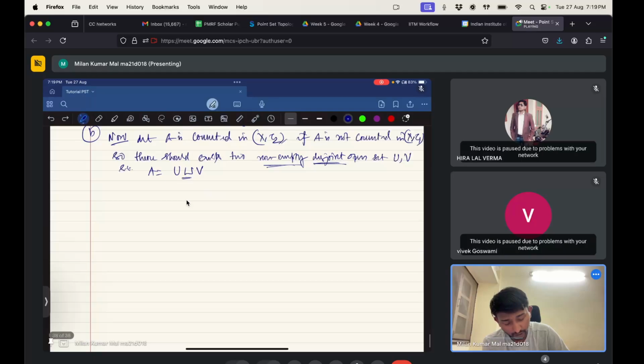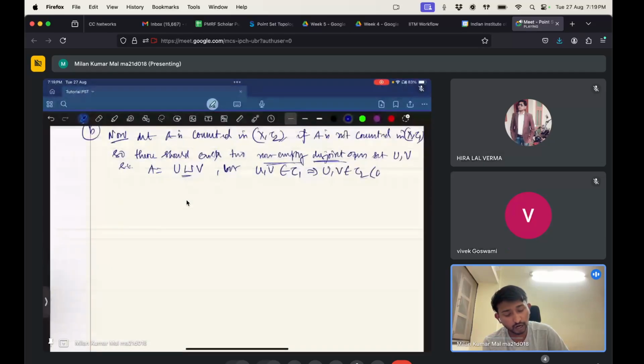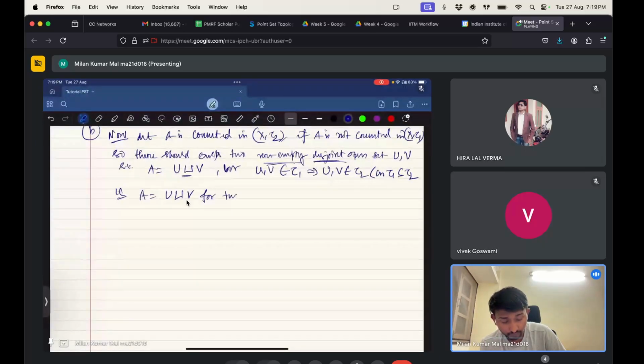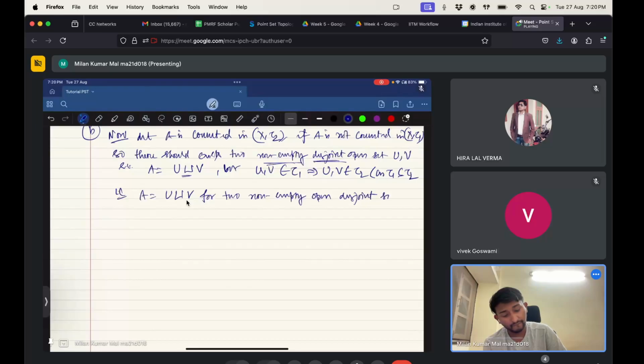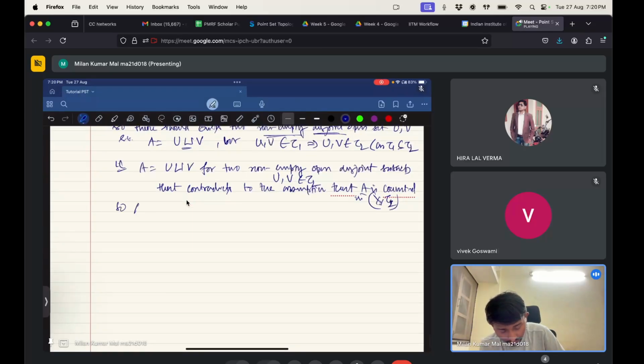But as U and V are in tau 1, that implies U and V are in tau 2, as tau 1 is a subset of tau 2. That means A can be written as the disjoint union of two non-empty open disjoint subsets U and V coming from tau 2. That contradicts the assumption that A is connected in (X, tau 2). So A is connected in (X, tau 1).